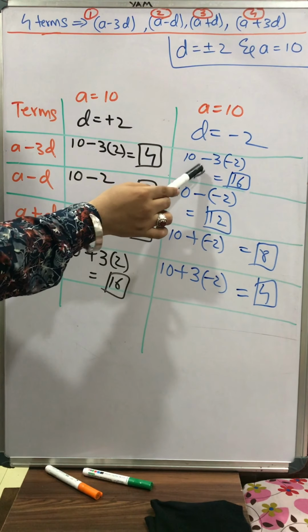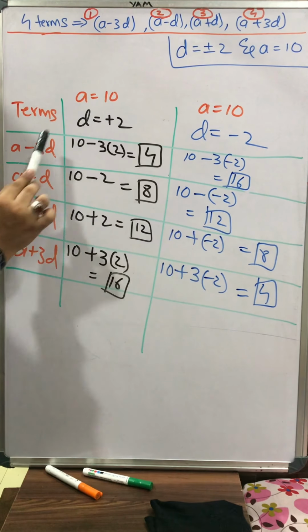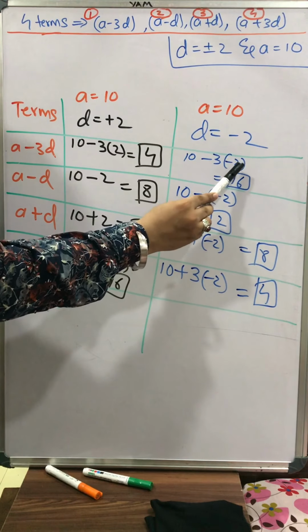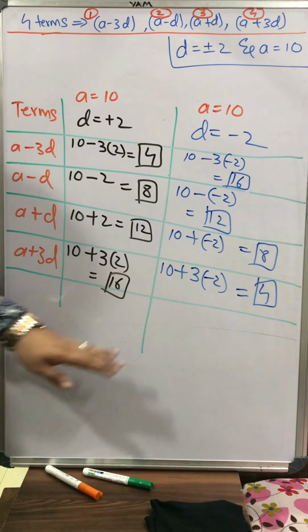Similarly here, it's a minus 3d. At the place of a, 10, same 10. Minus as it is minus. 3 as it is 3. But at the place of d, I'll put minus 2. So minus 3 multiplied by minus 2 will become plus 6. 10 plus 6 will become 16. And so on. We have to find everything.